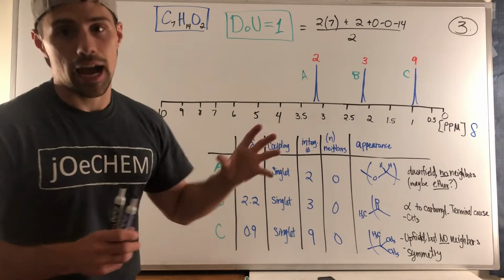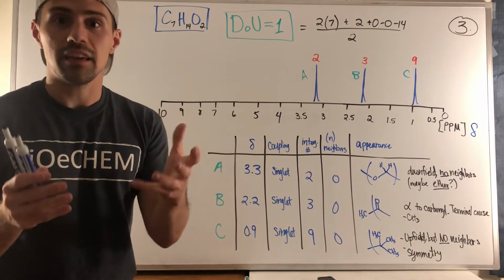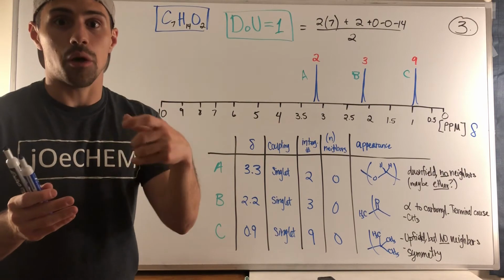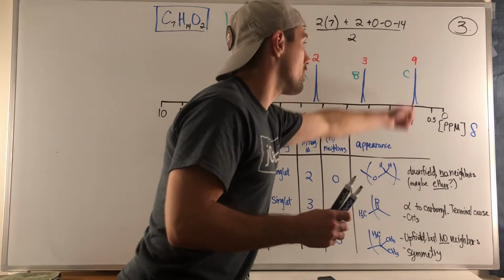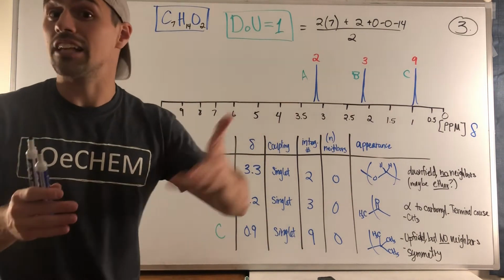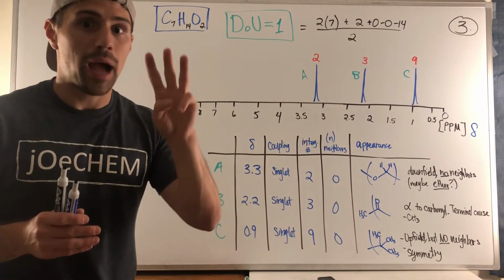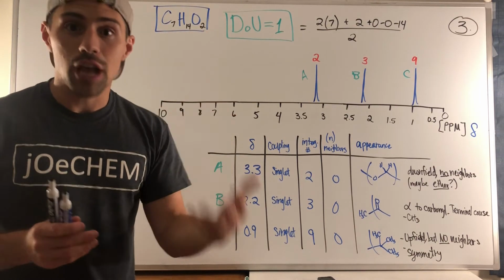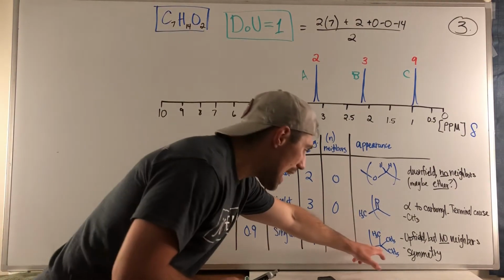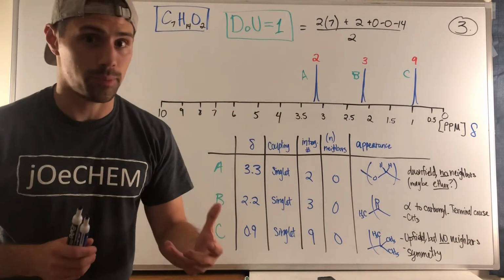We have 9 hydrogens. So think about that. This is typically indicative of a CH3 that has no neighbors. Well, if you have 3 CH3s, like a turkey's foot at the end of a chain, that means you are then attached to a quaternary carbon.